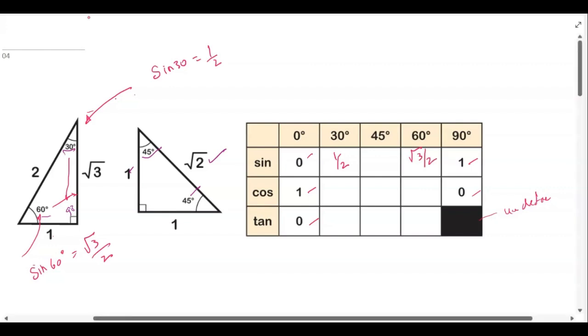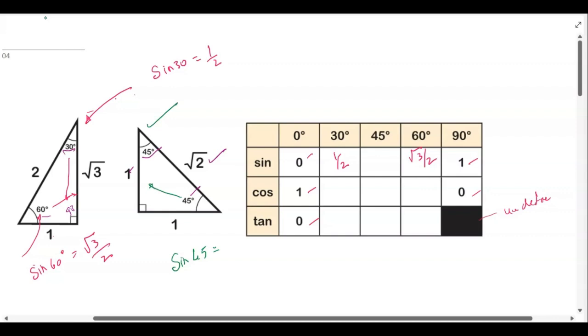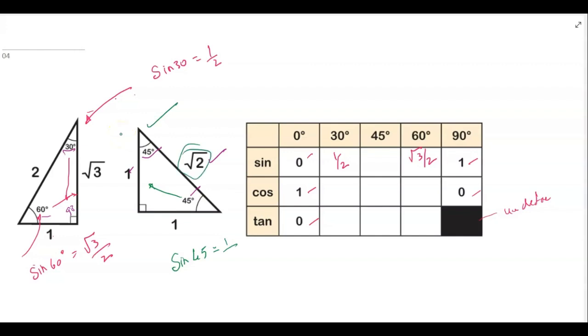After completion of this, let's go for this triangle over here. In this triangle, we are having 45, 45, 90. So let's go for sine of 45 here. Sine of 45 degrees will be opposite side upon hypotenuse, that is 1 upon the hypotenuse. What is the hypotenuse? The hypotenuse is root 2. So sine 45 is 1 by root 2. Am I right? Yes.